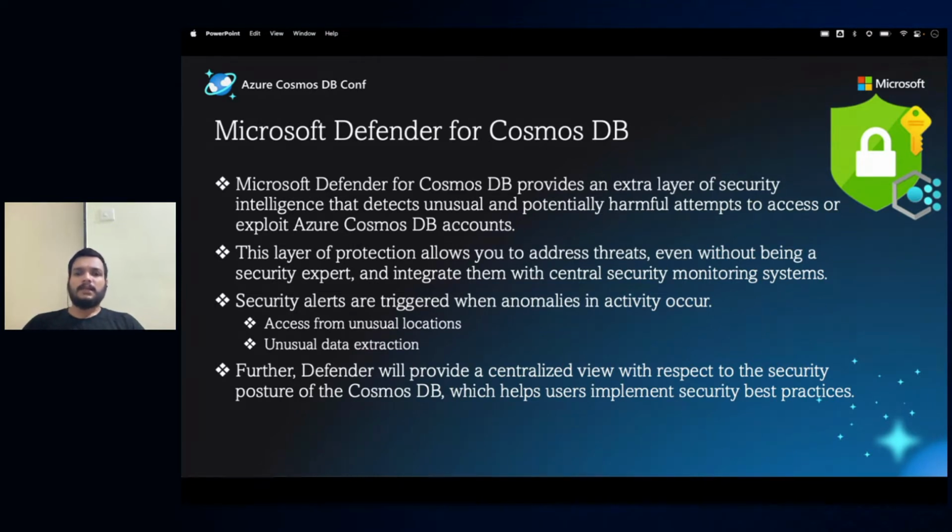This layer of protection allows you to address threats even without being a security expert, right? And integrate them with the central security monitoring systems. Security alerts are triggered when anomalies in activity occur. So whenever your Cosmos database is being accessed from unusual locations, or there are some unusual data extraction activities that the Defender detects, it will immediately trigger an alert, which you can see on the Azure portal, or you can even integrate with your notification systems, wherein your security teams will be notified when these activities occur.